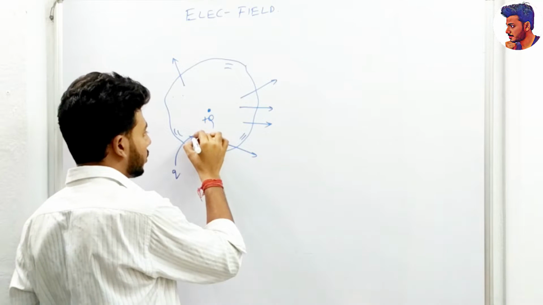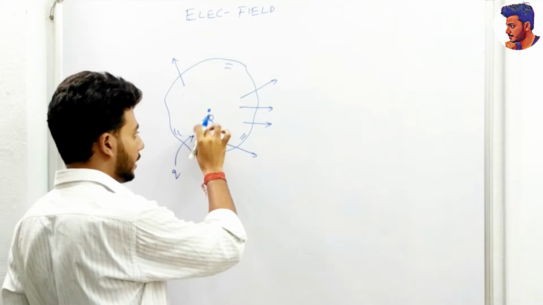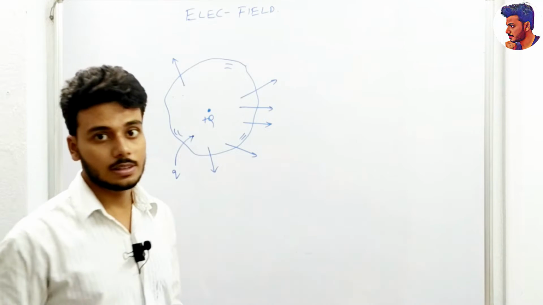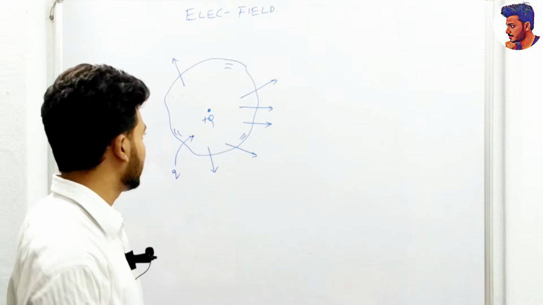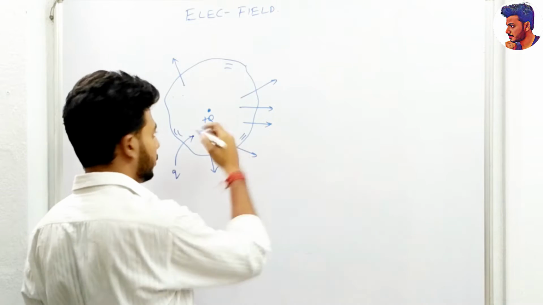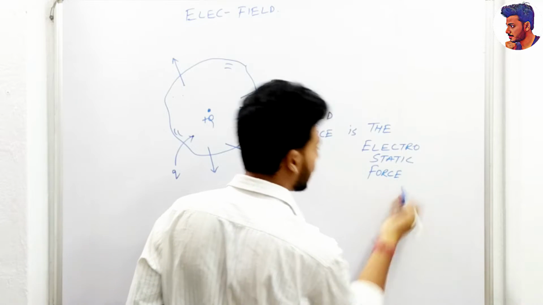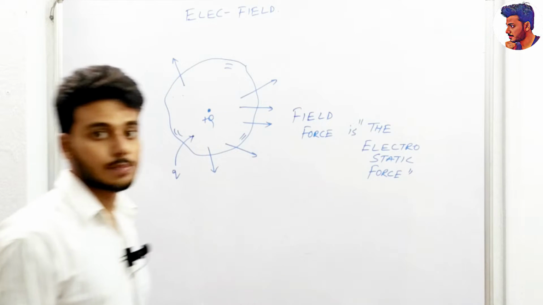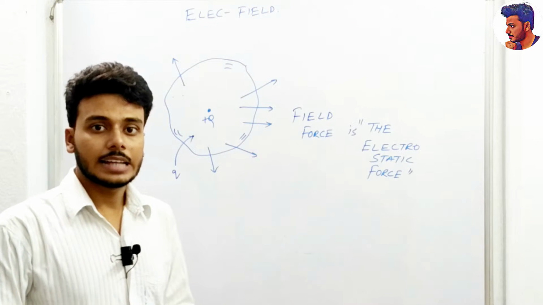So this field force, inside the field, the force experienced by this charge, is basically the electrostatic force. Okay, so that is basically the origin of electrostatic force. This electrostatic force was actually introduced by Coulomb. Okay, so I think we have got the answer.